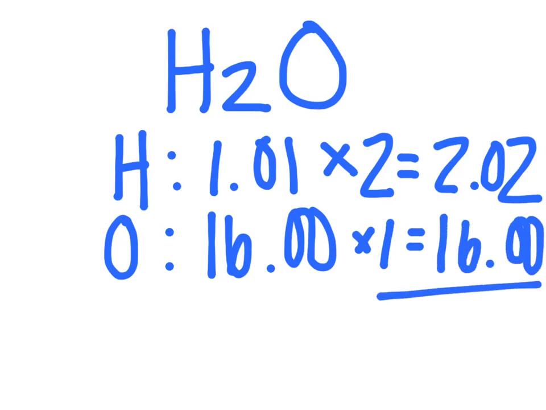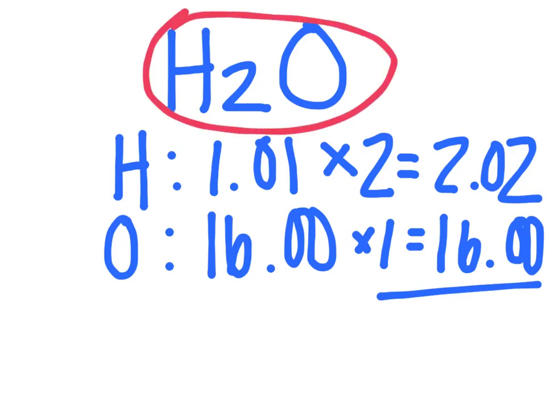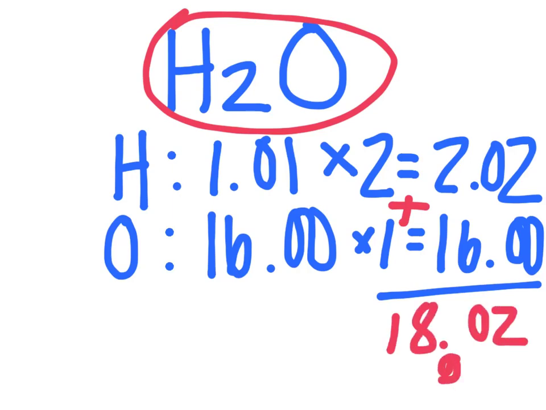And so if I want the mass of the whole compound, I'm going to have to add these up to get 18.02. I take care to make sure I put grams per mole. So I'm thinking in my head, if I had a mole of water, 6.02 times 10 to the 23rd particles of this, it would weigh 18.02 grams.